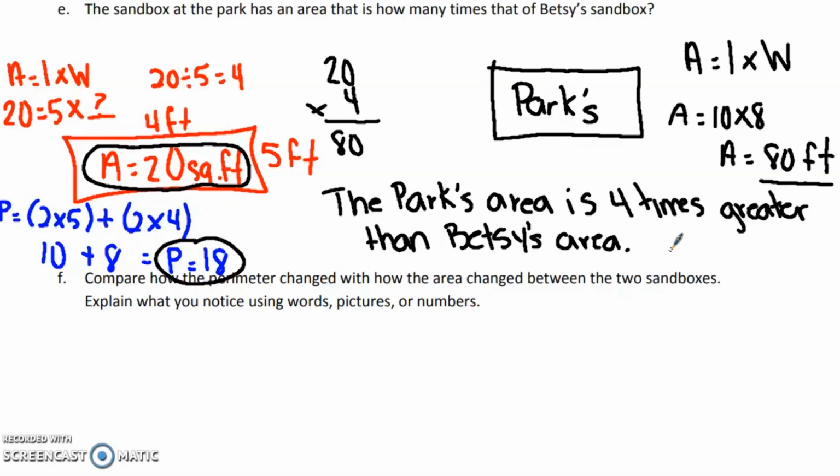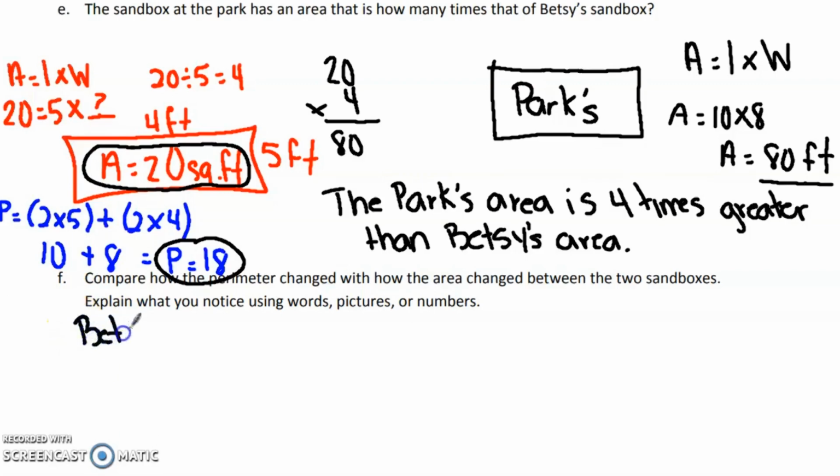Now we're going to go ahead and go to question F. And question F simply asks, compare how the perimeter changed with how the area changed between the two sandboxes. Explain what you notice using words, pictures, or numbers. Okay, so the first thing we're going to do is we're going to start our explanation with Betsy's sandbox.